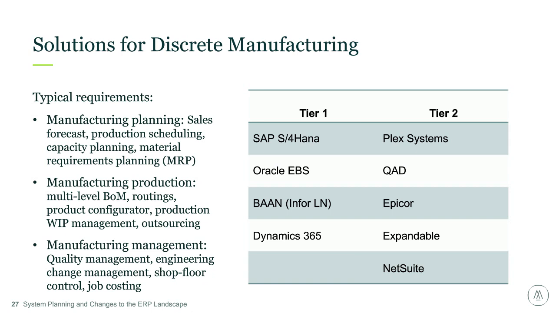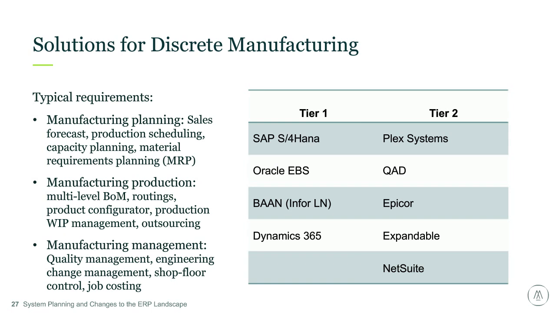discrete manufacturing businesses. For Tier 1, the key players are your usual suspects. SAP Business All-in-One, now known as S/4HANA, has multiple solutions for discrete manufacturing. Oracle EBS does well here. Baan, a product acquired by Infor and rebranded as Infor LN, does well with semiconductors as well as heavy industries.